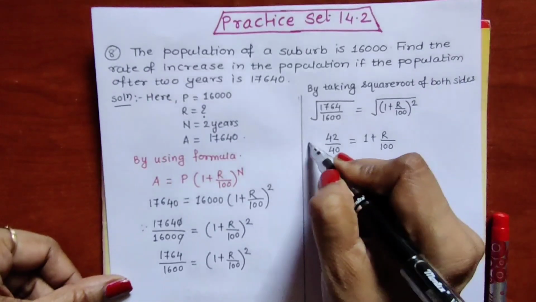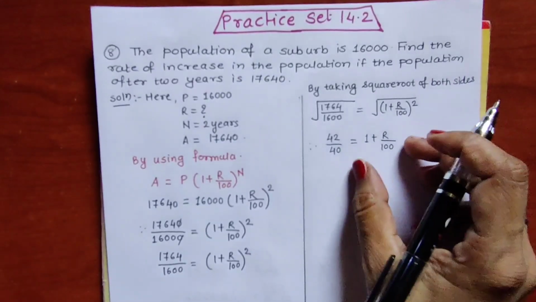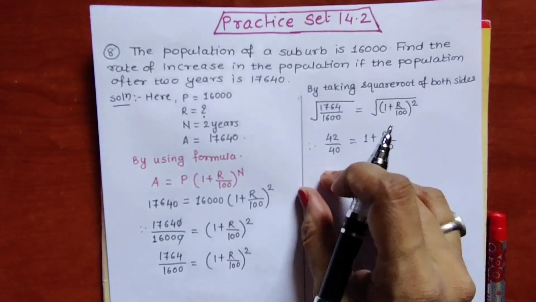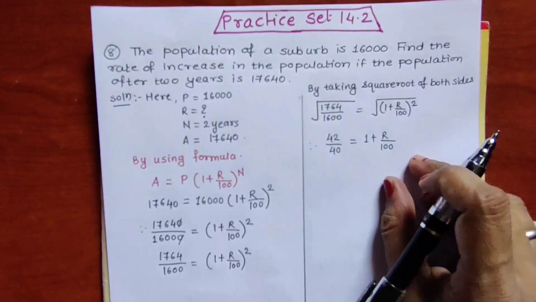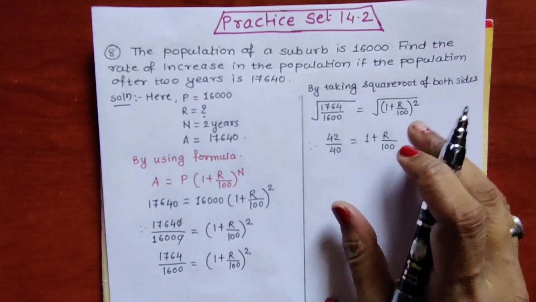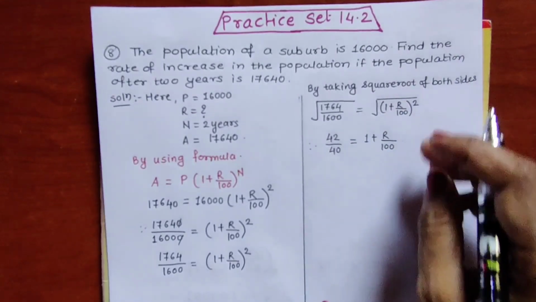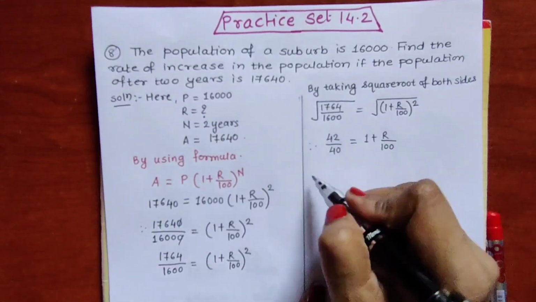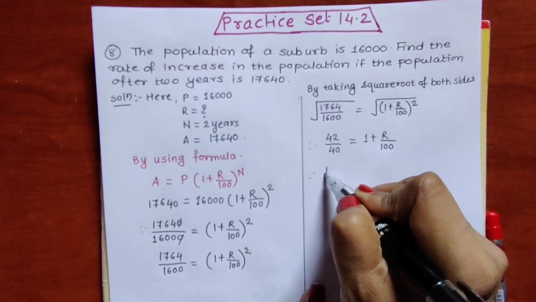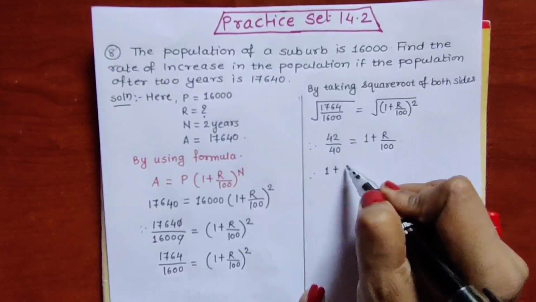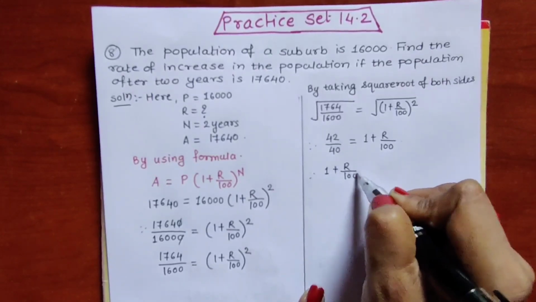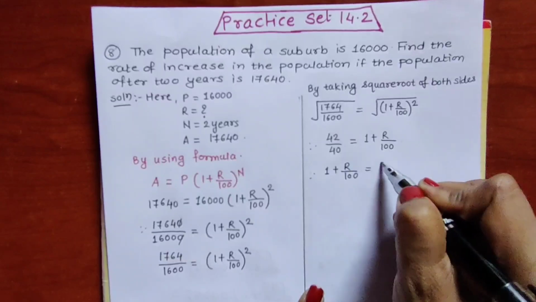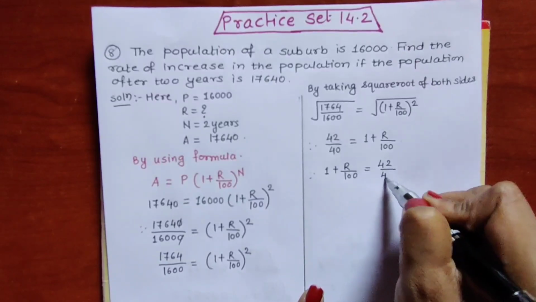Now next step, see what I am going to do. I will transfer this full left hand side to right and full right hand side to left. So I will not change any operation because I am transferring all the terms from left to right, from right to left. That means we are exchanging the terms. So we don't have to change the operation between them. 1 plus r upon 100 as it is, from left to right I have written, and 42 upon 40 as it is.